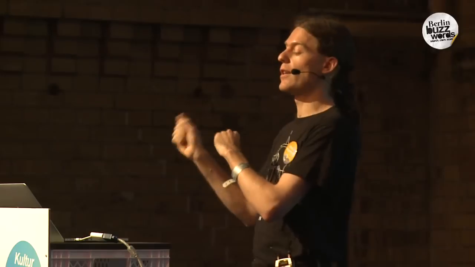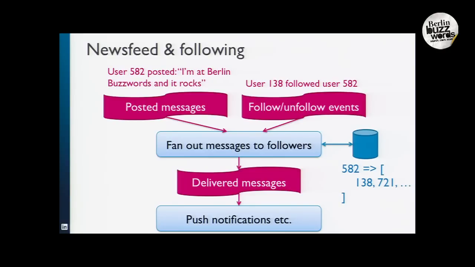And now user 582 tweets something. They say, I'm at Berlin Buzzwords and it rocks. And so that message now needs to be delivered to all of the followers of user 582. So our stream processor looks in our key value store, sees that list of followers, and for each of the followers writes out a new message saying, notify this user, in this case 138, there's a new tweet waiting for them. So the result is then some kind of inbox for each user, or timeline, as Twitter calls it. And once you've got that, you can then chain further things off it. So you could have a job which sends out push notifications or streams to a browser or whatever it may be, right?